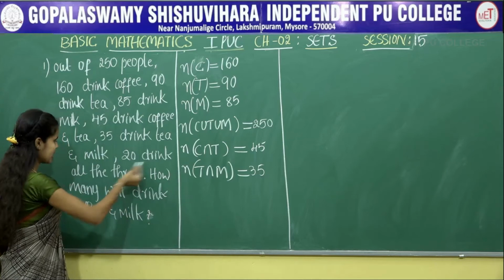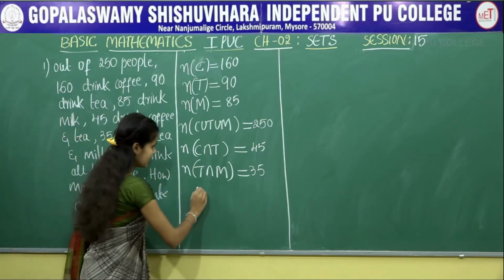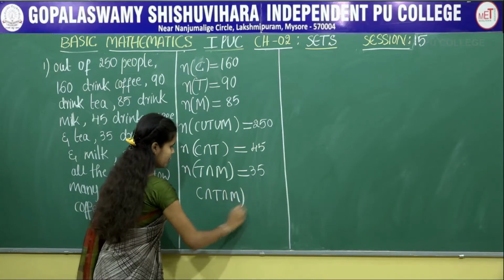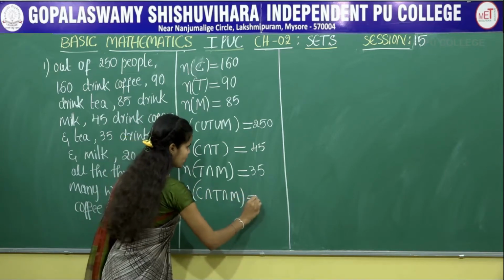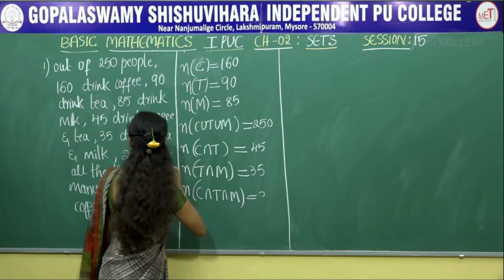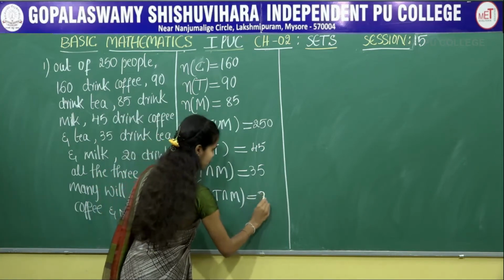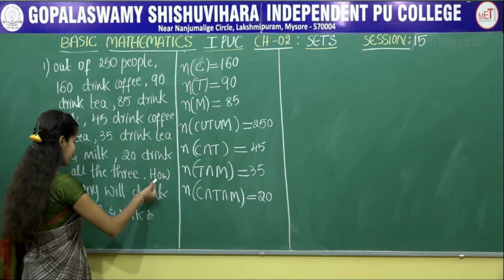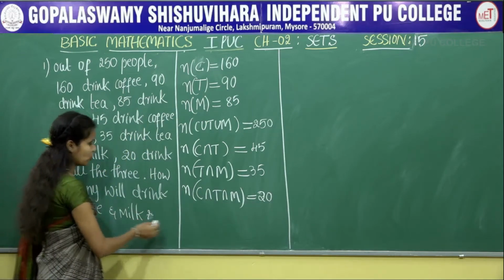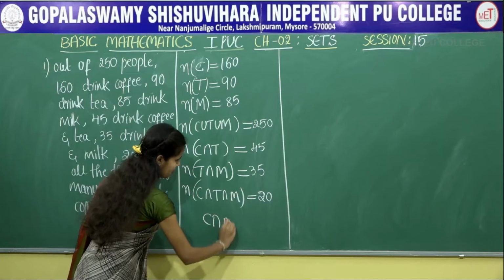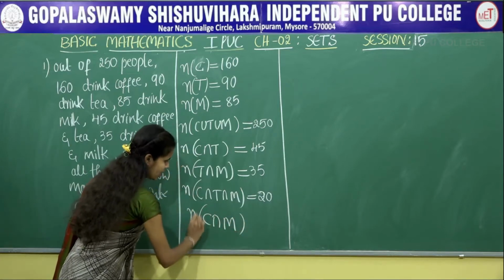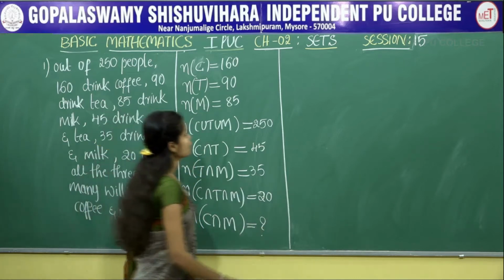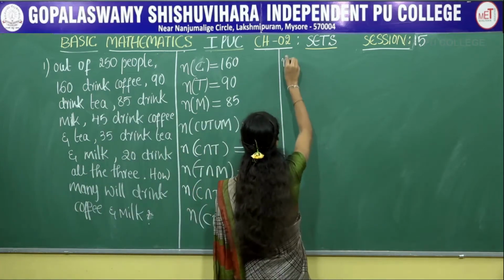Next, 20 drink all the three. All the three means N of C intersection T intersection M is equal to 20. Here we want to find out how many will drink coffee and milk. So we want N of C intersection M. Okay. So now use the formula.